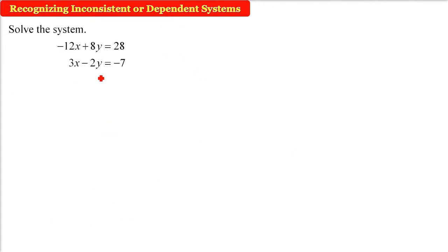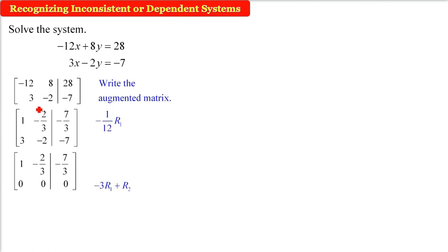One more thing you have to see is the dependent system. Same thing we are going to do. These are the 2 equations I'm showing you. We are going to make the augmented matrix. We'll try to make -12 as 1. We'll try to make 3 as 1 and -2 as 0. We'll do all the operations that you already know. But when we get the final echelon matrix, we have 0, 0, 0 in the second row.